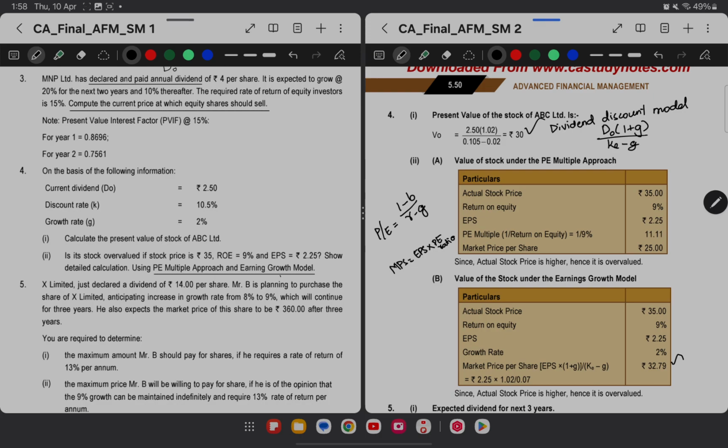Now comparing it with the actual stock price, again here it is overvalued, because the theoretical market price is 32.79, but the actual stock price is 35. So the market will stabilize and the share price will go down to 32.79. So it is advisable to sell the share immediately. Thank you.